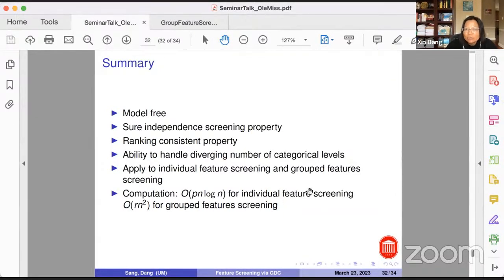For the individual feature screening, the computational complexity, where p is your dimension, is n log n. For the grouped feature screening, where R is the number of groups, it is squared. So that increases your computation when your n is large. But usually n is not large, so the group feature screening is still okay.